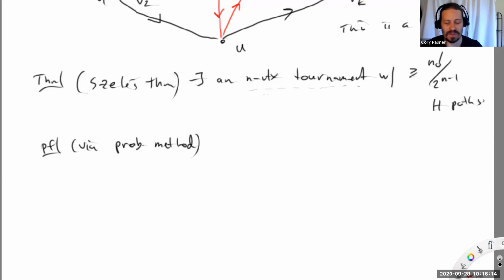So can anyone suggest to me a way of actually producing a random one? Like say I literally told you, you have 100 vertices to work with, draw me a random tournament on those 100 vertices. What would you literally try to do to create one? What's a reasonable approach? Anybody have an idea?